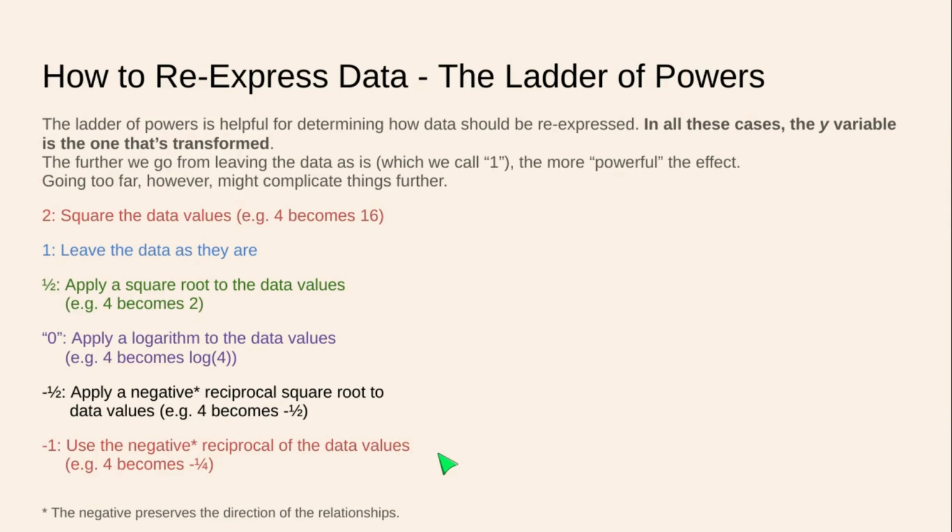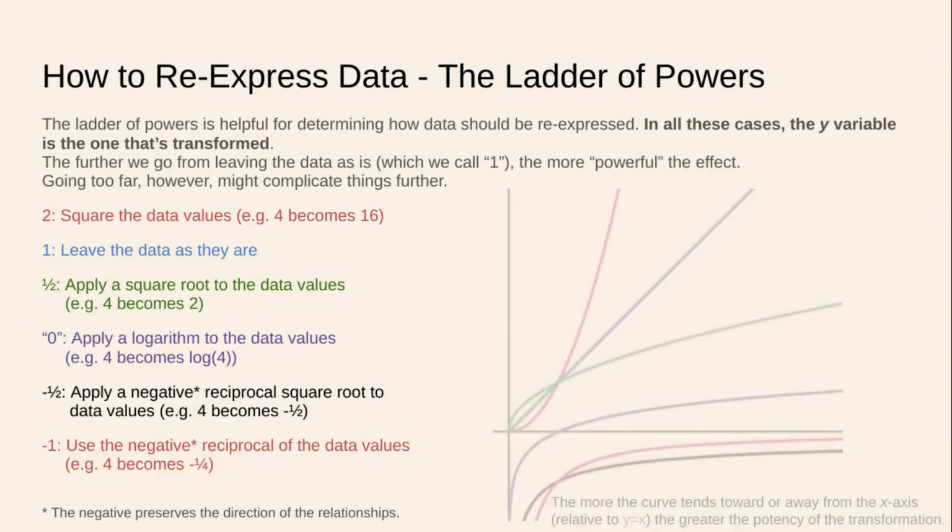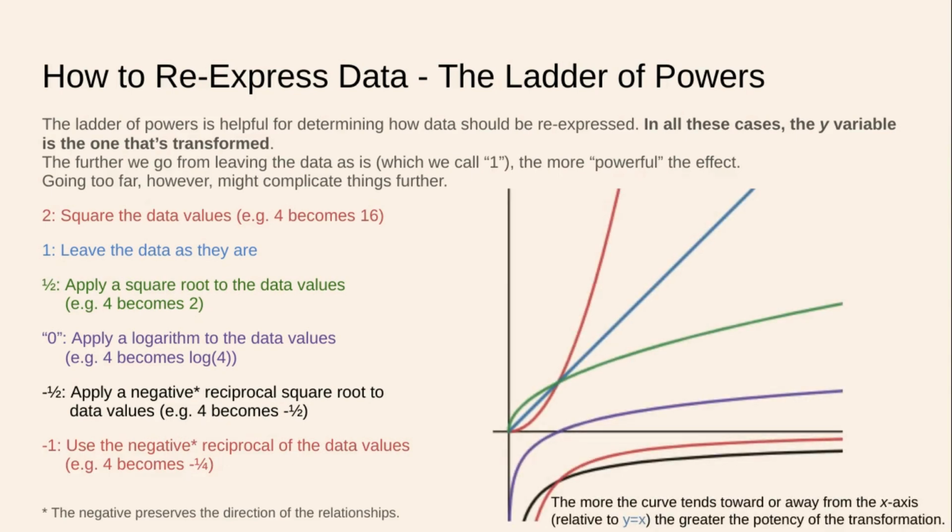If we want to preserve the direction of our data, then we can make the reciprocal square root and the reciprocal a negative reciprocal square root and a negative reciprocal to keep the data going in the same direction, just more linear. Okay? So this may be helpful for some of you. This may not be helpful for some of you. That's okay. But I want to show you this graph right here.